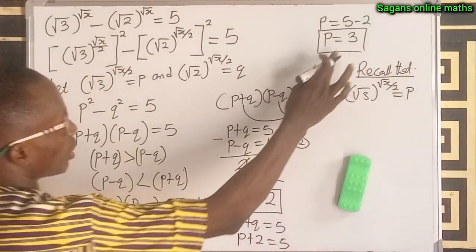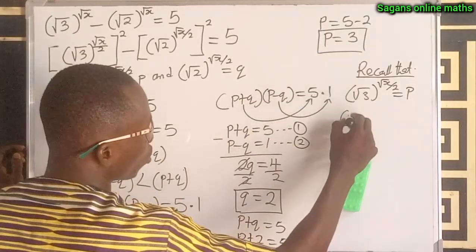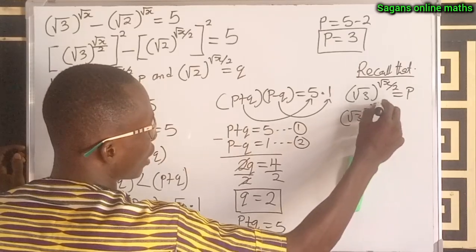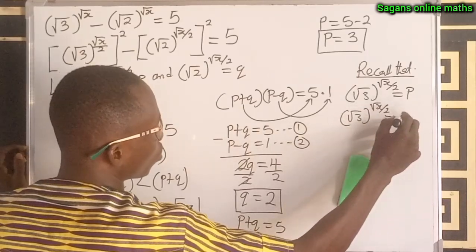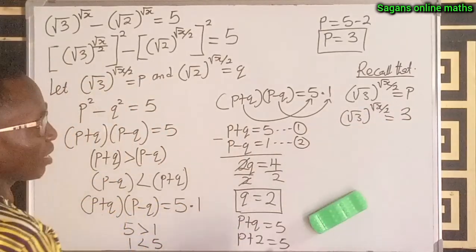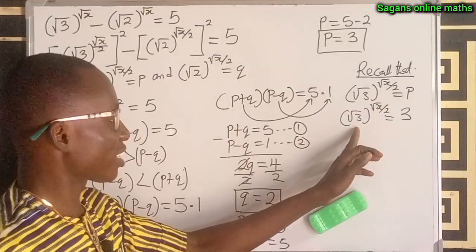I know that our p here is now 3. So it means that (√3) to the power of √x divided by 2 is equal to 3. Wow, this is amazing. Now let's solve for the value of x here.